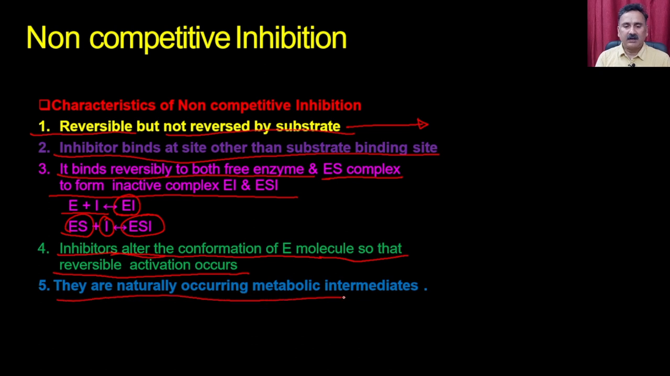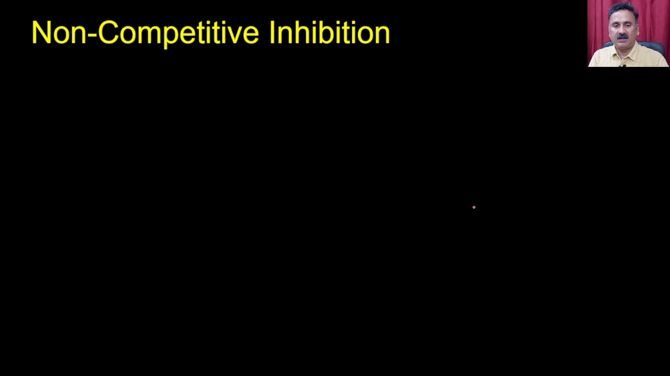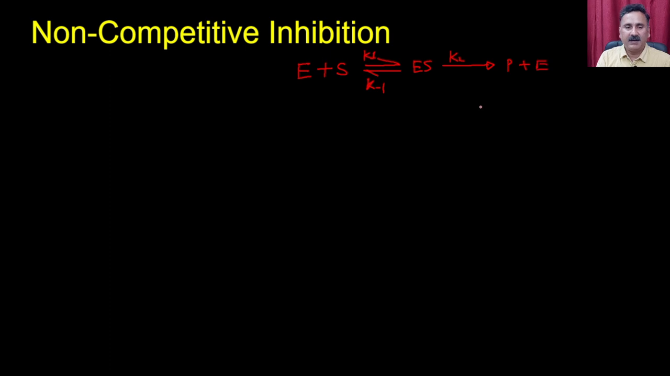They are naturally occurring metabolite intermediates. So non-competitive inhibition, as the name suggests: you are going to have the enzyme interacting with the substrate and forming the complex. So the forward reaction is K1, this is K minus 1, and the enzyme substrate complex is going to form, and then it is going to go through K2 and form the product and the free enzyme.